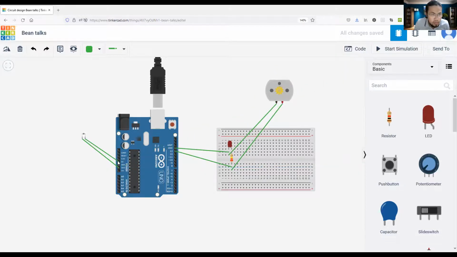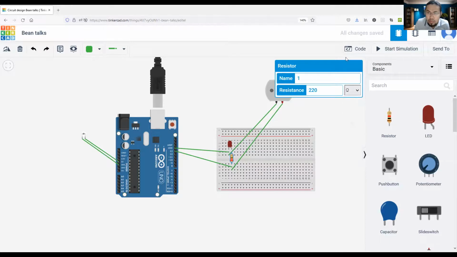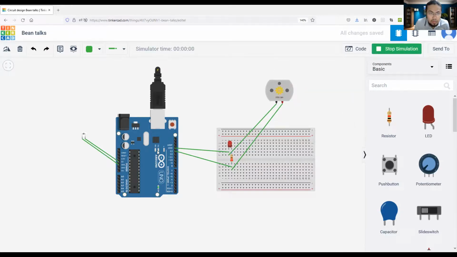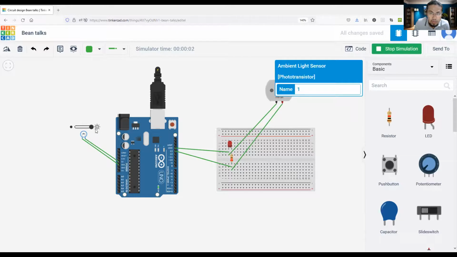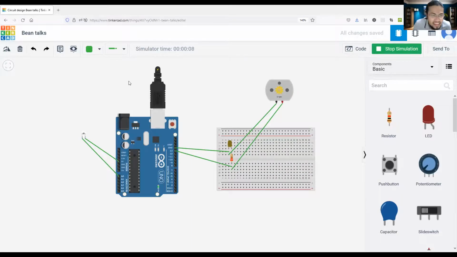Could be still wrong here. Let me just correct this one. Something's still wrong. I know now. I think the resistor, it should be in ohms. Why is the variable? Something's wrong with this design. Let me just work this out. Okay, and yeah, that's actually part of the design process.